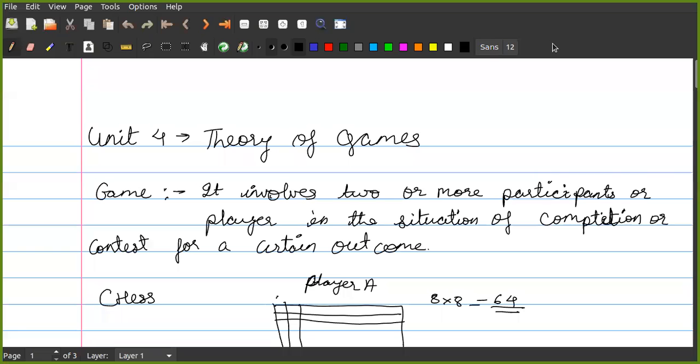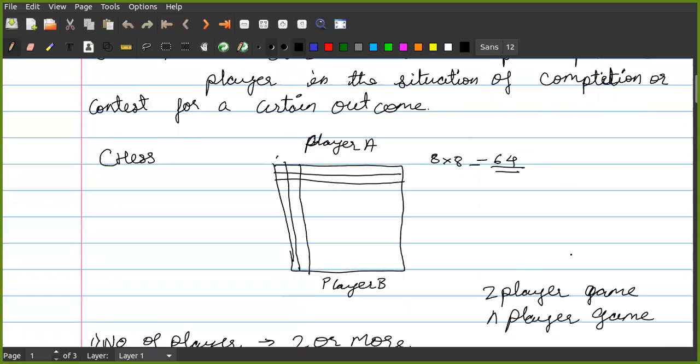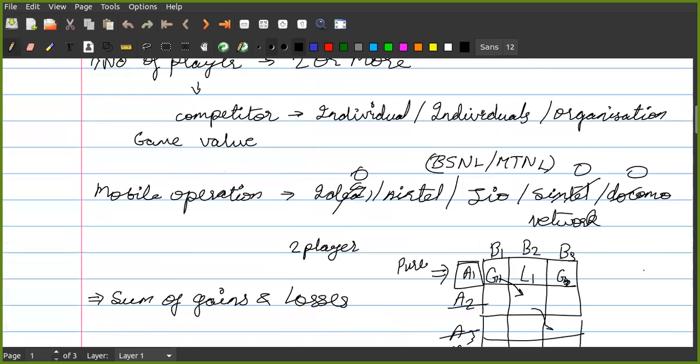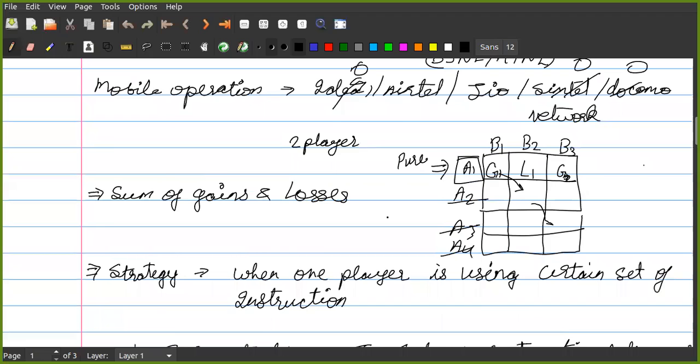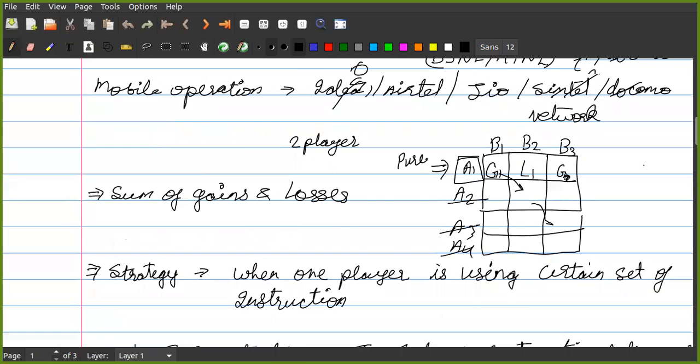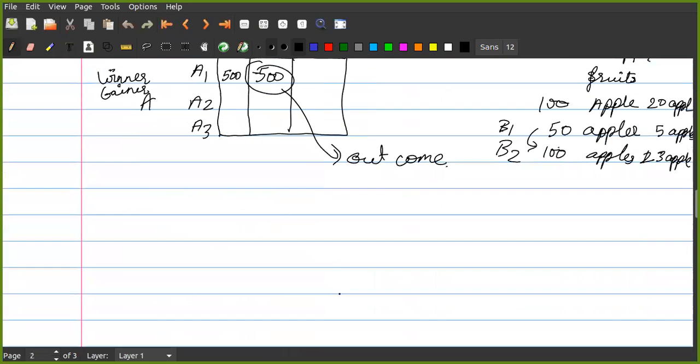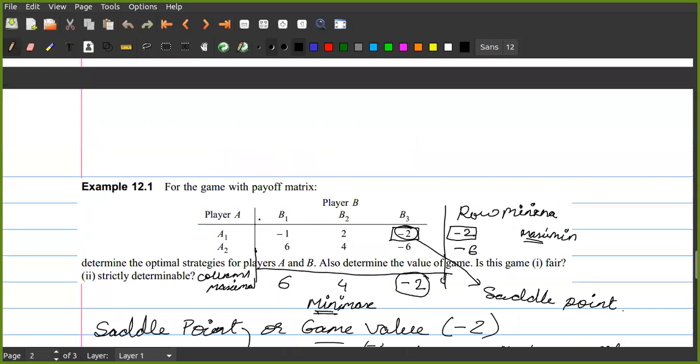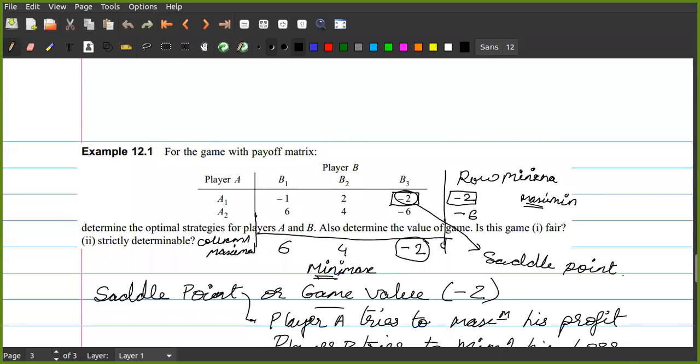Okay. So in the last class, we discussed unit number 4, that is theory of games. When we talk of a game, it involves two or more participants or players in a situation of competition or contest for a certain outcome. So we were discussing theory of games, and we have also discussed the strategies, the sums of loss and gain, and then we discussed the two-player game where there is a saddle point.